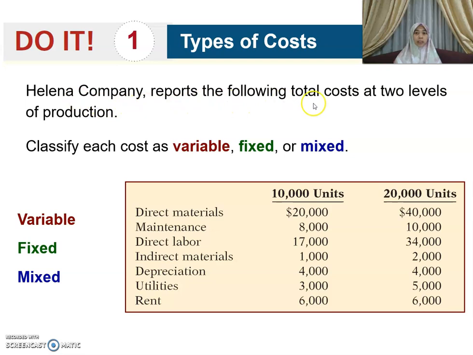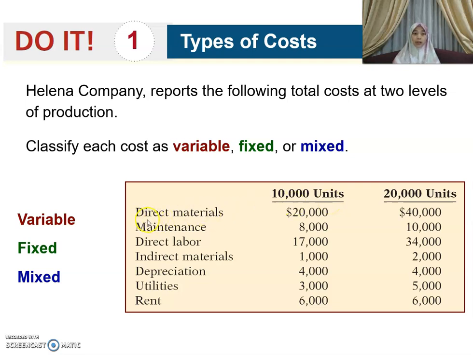Helena Company reports the following total cost at two levels of production. Classify each cost as variable, fixed, or mixed. So you have these two levels of production: you have 10,000 units and you have 20,000 units. This is the level of activity, or the units produced.